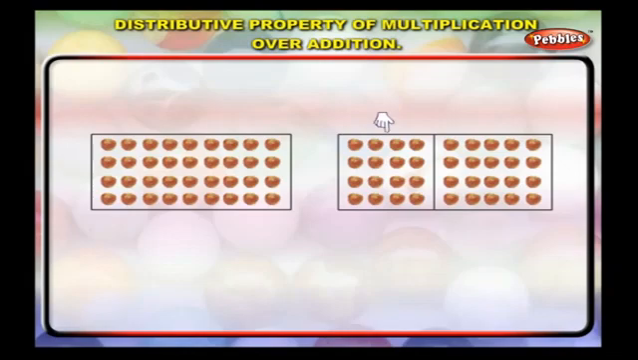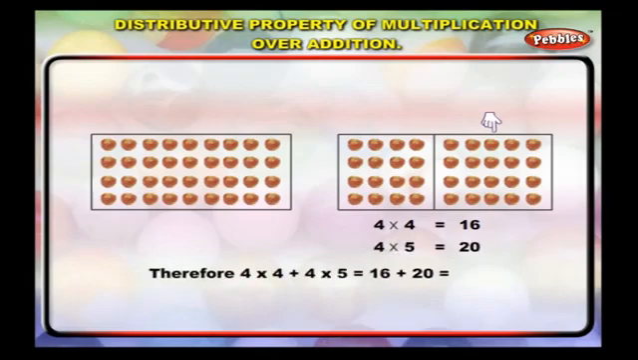In the first section, there are 4 rows of 4 apples each. 4 into 4 is equal to 16. In the second section, there are 4 rows of 5 apples each. 4 into 5 is equal to 20. Therefore, 4 into 4 plus 4 into 5 is equal to 16 plus 20, which is equal to 36.